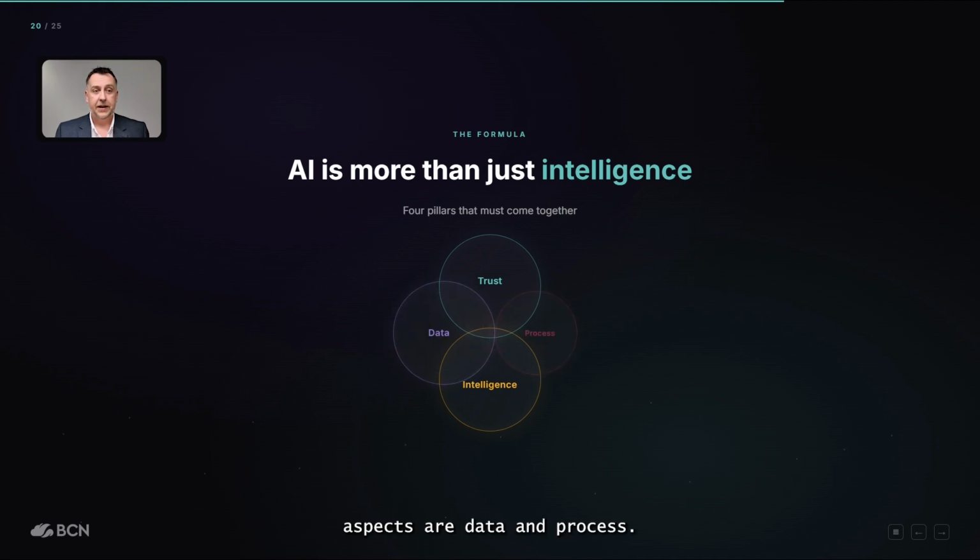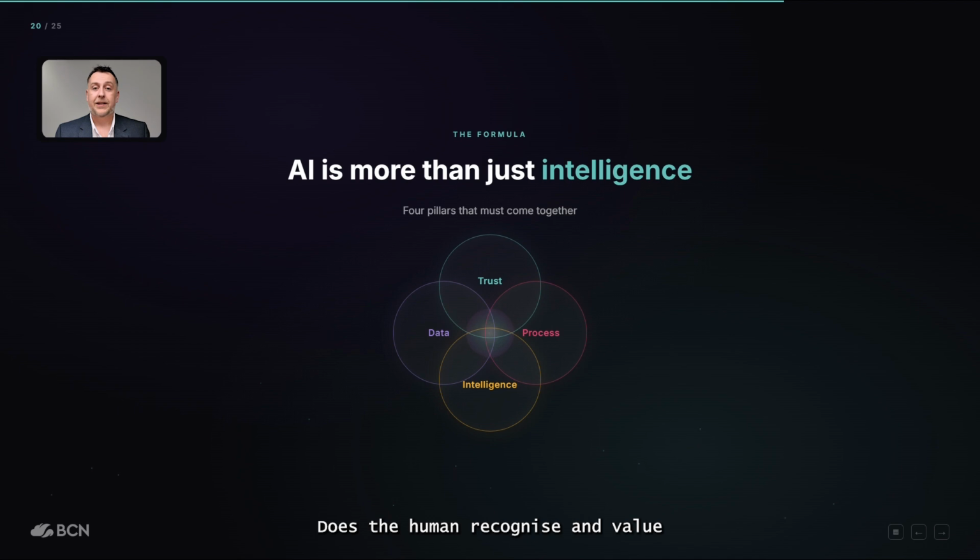The second two aspects are data and process. If you've got good quality data that you can rely on, and you've got a process that's to be followed, that's when AI can come into its own. Data and process to feed the AI, human intelligence to establish whether or not the AI is doing what it needs to do, and actually forming a really high quality outcome, and trust.